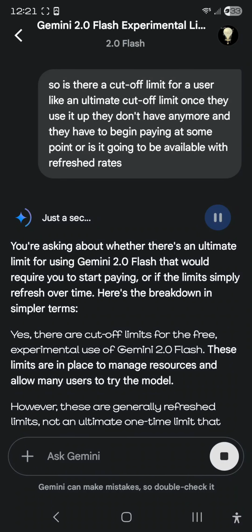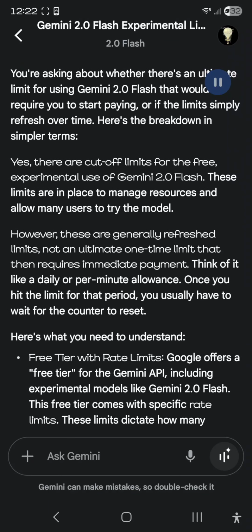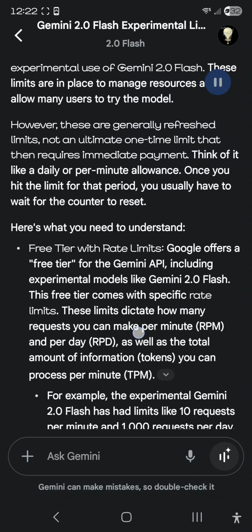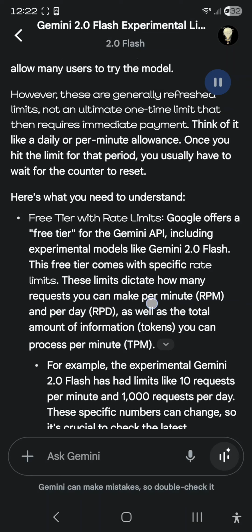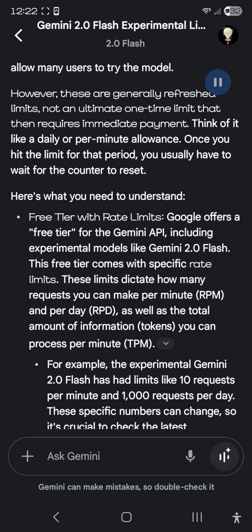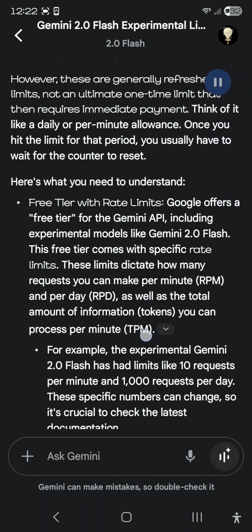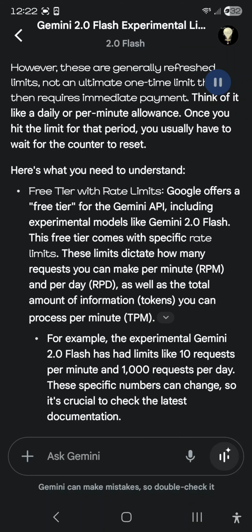You're asking about whether there's an ultimate limit for using Gemini 2.0 Flash that would require you to start paying, or if the limits simply refresh over time. Here's the breakdown in simpler terms. Yes, there are cutoff limits for the free, experimental use of Gemini 2.0 Flash. These limits are in place to manage resources and allow many users to try the model. However, these are generally refreshed limits, not an ultimate one-time limit that then requires immediate payment. Think of it like a daily or per-minute allowance. Once you hit the limit for that period, you usually have to wait for the counter to reset.